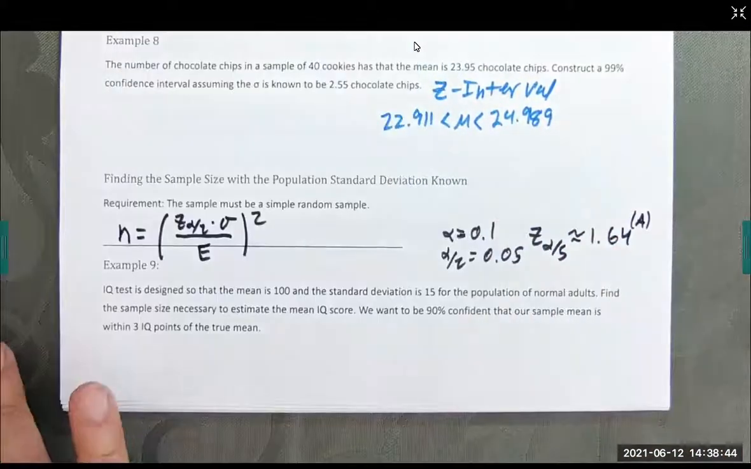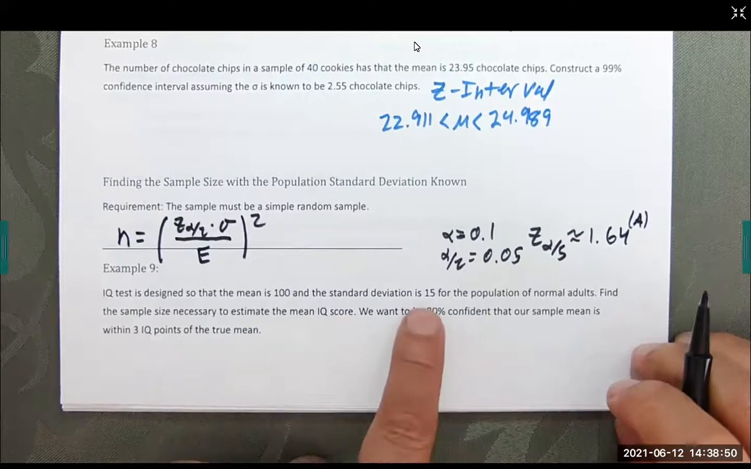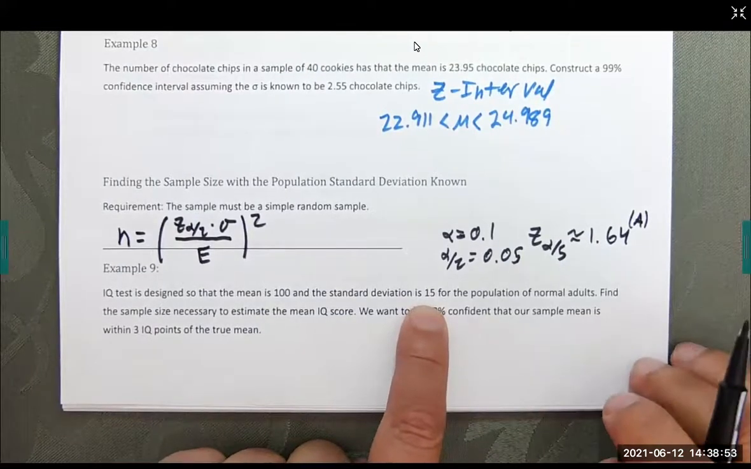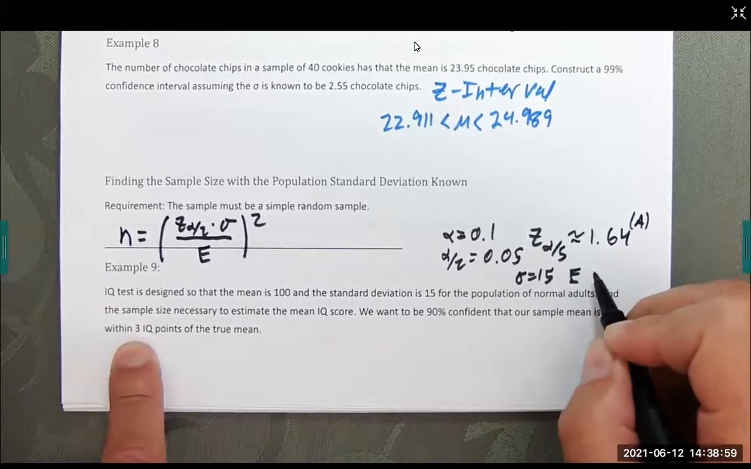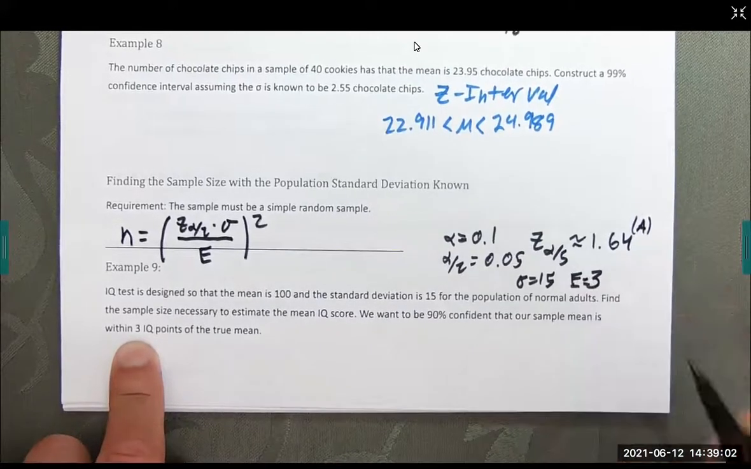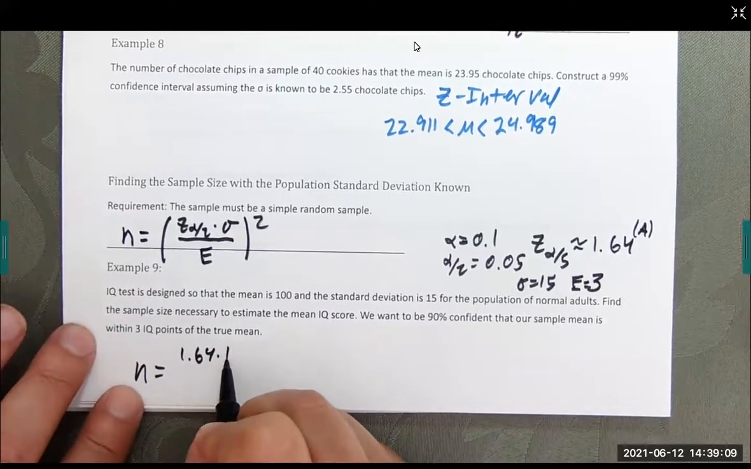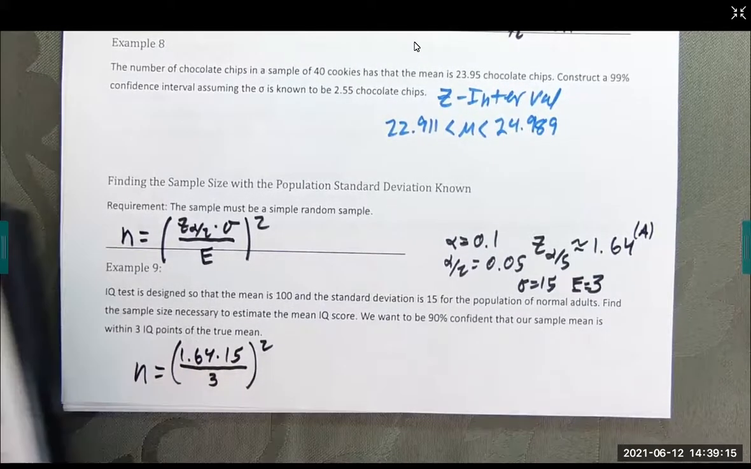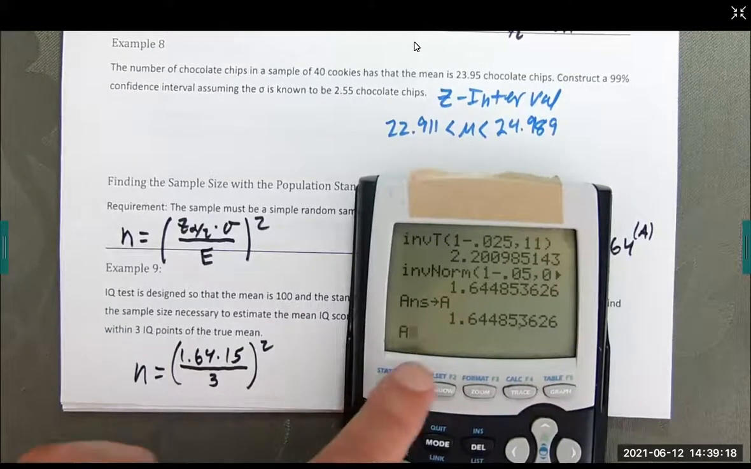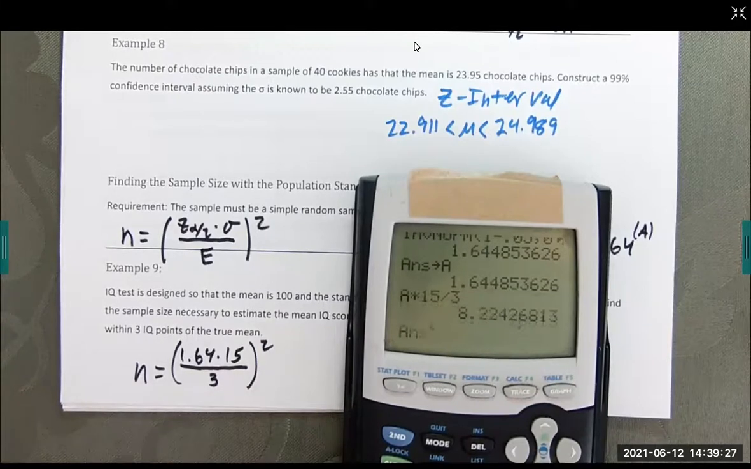Here we go. So let's also make it clear. We have the standard deviation, 15 in this case. E in this case is 3. So sigma is 15 and E is 3. All right, here we go. N equals 1.64 times 15 divided by 3, squared. I'm going to use A instead of the 1.64, times 15 divided by 3 and then squared. There it is.